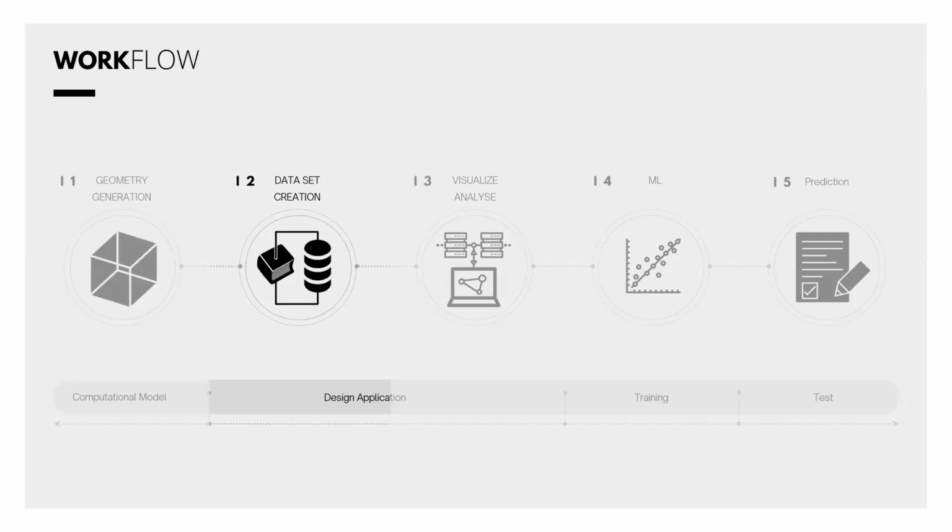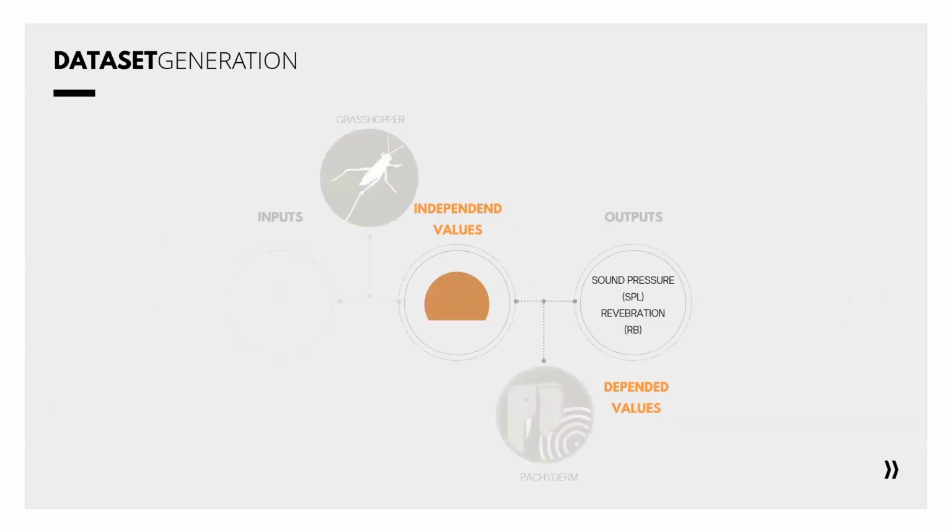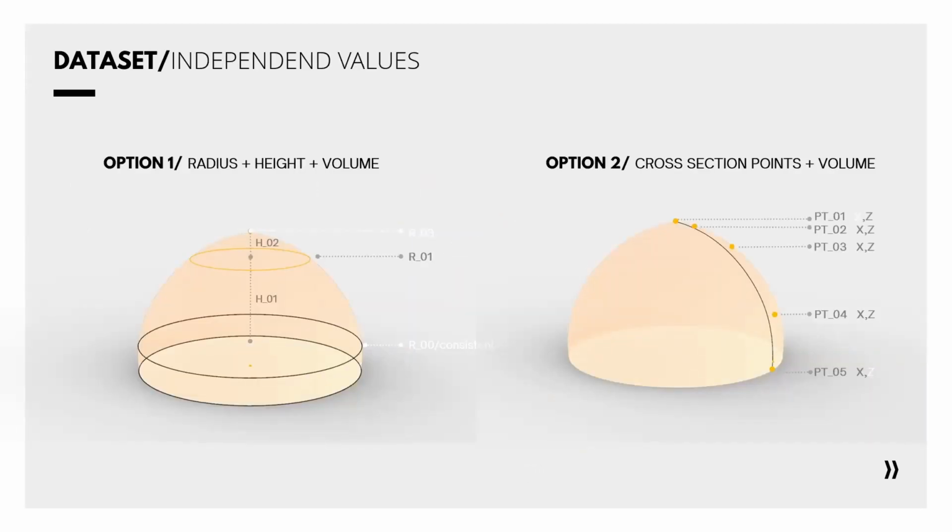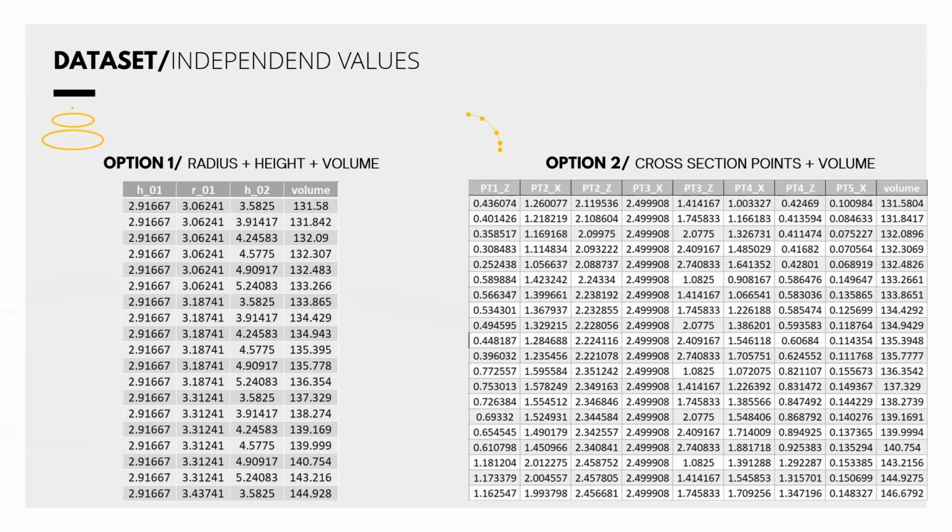Now let's look into dataset generation. So we have independent values for the domes and then dependent values which we acquire from Terradome. For option 1, we have radius, height, and volume. And for option 2, we have cross-section points and volume. The highlighted ones are constant, so we are dropping them from the dataset. This is the final dataset that we have collected for the domes.